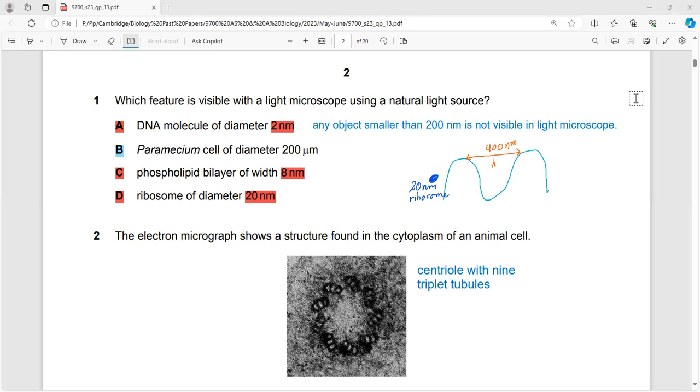So that's why option A, the DNA molecule, C, the phospholipids, and D, the ribosomes, are all less than 200 nanometers in size. So we cannot see these objects with the light microscope, while the paramecium cell has a diameter of 200 micrometers, which is more than 200 nanometers. Why? Because 1 micrometer is equal to 1000 nanometers. So that's why we can see the paramecium cell with the light microscope. So B is our correct answer.